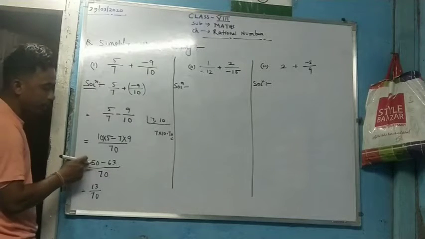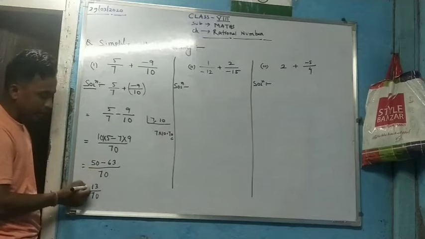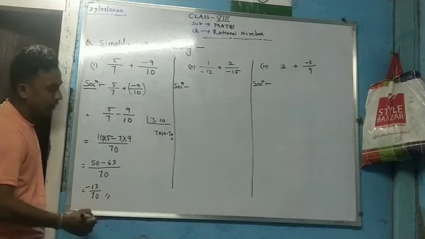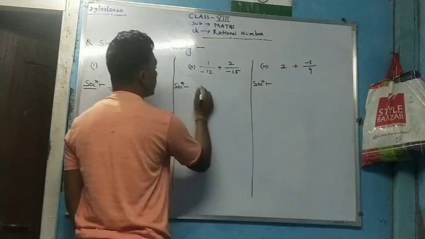Now look at the terms. Is 50 bigger or 63 bigger? 63 is bigger, and what is the sign before 63? It is minus. So the answer will be minus 13 by 70. Now let's come to the next question. Let's move on to the second question.